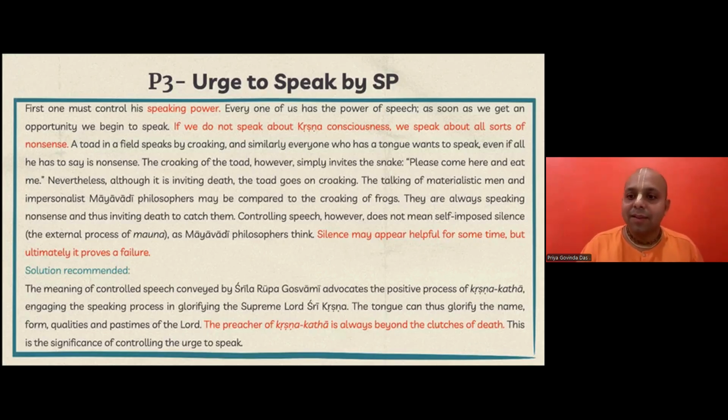Rupa Goswami is very intelligent. He knows tongue has two functions, one to speak, another to eat. And therefore, he has kept both the urges separate. First, urge to speak. First, let us talk about one thing, and then we'll talk about eating. So, Prabhupada writes a very beautiful thing. First, one must control his speaking power. He says speaking is a power. And we see speaking is a power.